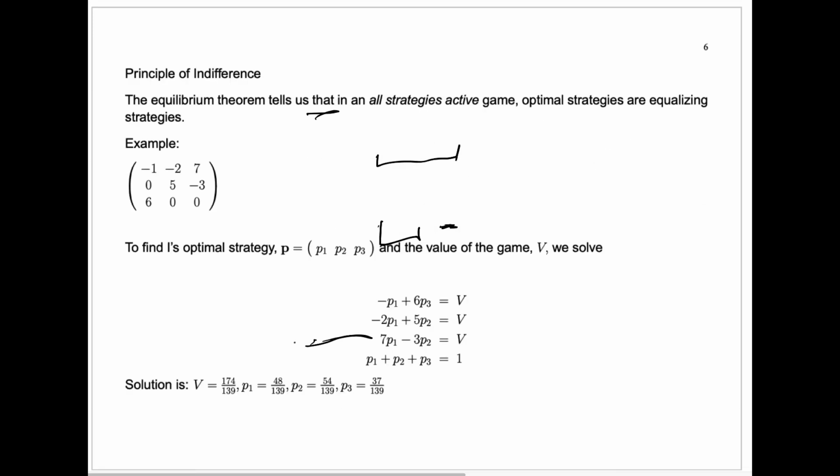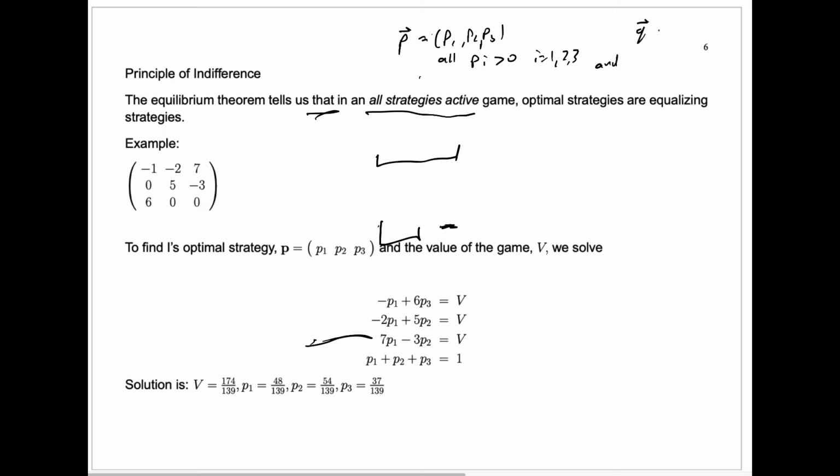And now this equilibrium theorem leads to this thing we call the principle of indifference. It tells us, as one special case, if you have a matrix game where all strategies are active, what does all strategies active mean? That means, say, the probability vector p, which, for a 3x3 game, p1, p2, p3, all p sub i are strictly positive, i equals 1, 2, and 3. So all strategies active means in an optimal strategy for player 1, there's a positive probability for each and every row.